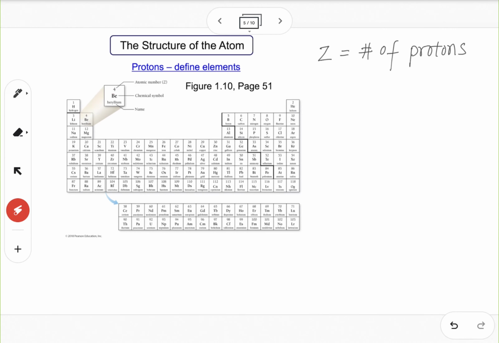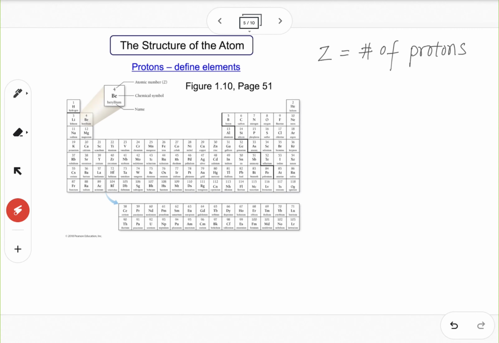That means beryllium has 4 protons. Hydrogen, because the atomic number is 1, has 1 proton. For copper, you can see that the atomic number is 29. That means each copper atom has 29 protons in the nucleus. And if you take a look at the overall picture of this periodic table, the whole periodic table is organized by the number of protons, in other words, atomic number 1, 2, 3, 4, 5, 6, and so on.